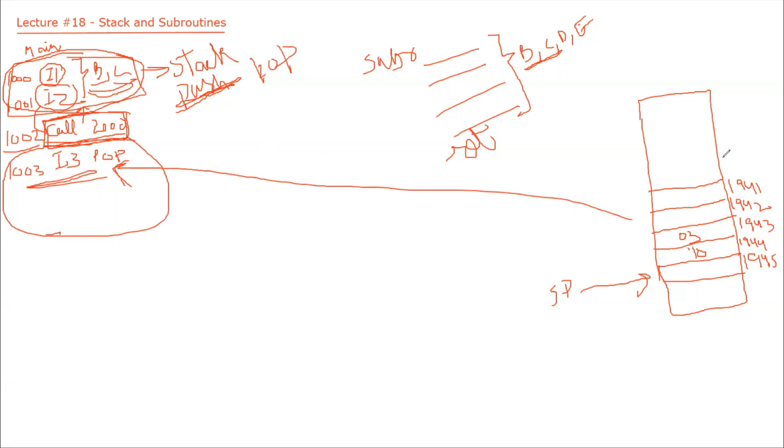So the stack is also used to save the data of a function, or to save the data of the program that has called some subroutine. That is the usefulness of the stack in our subroutines. So we have discussed the stack memory, and we have also discussed subroutines.